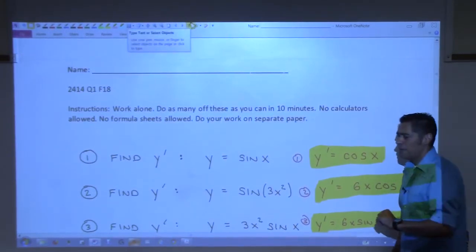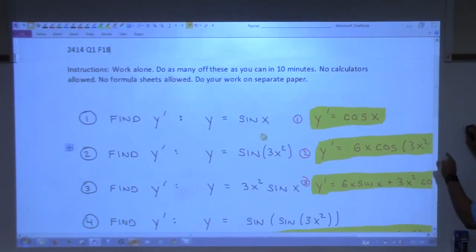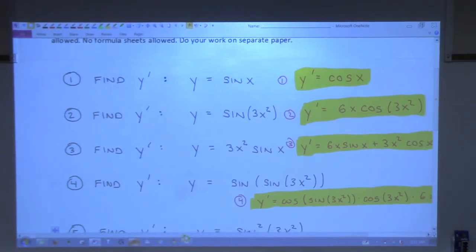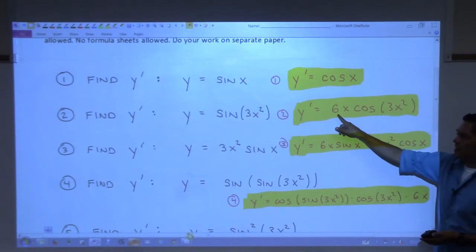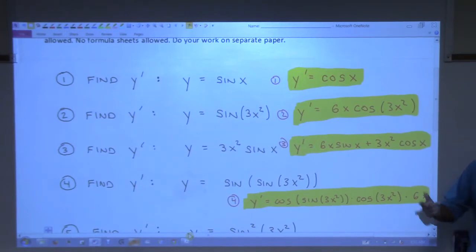Like, let's say on number 1, if you miss number 1, take off 10 points, okay? If you miss number 1. These are the answers. But let's say on number 2, you forgot the 6. I want you to decide for yourself how many points you think should be taken off there. All right? Yes? Does the order matter for number 2, for example?